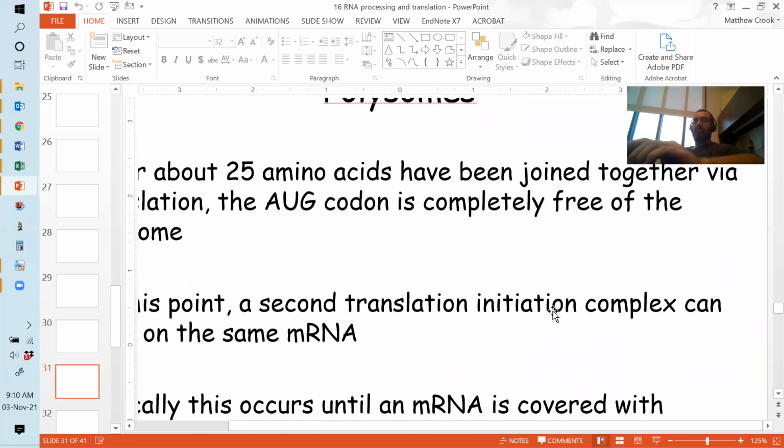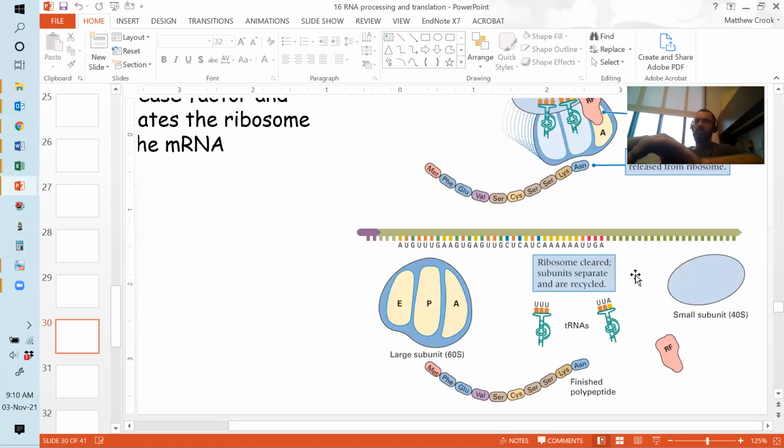So now you have the other small subunit. Oh, there it is. It's hiding behind my chat box. So now you have the mRNA, and this is obviously a stylized version. There will be other ribosomes on it, right? Trying to catch up.